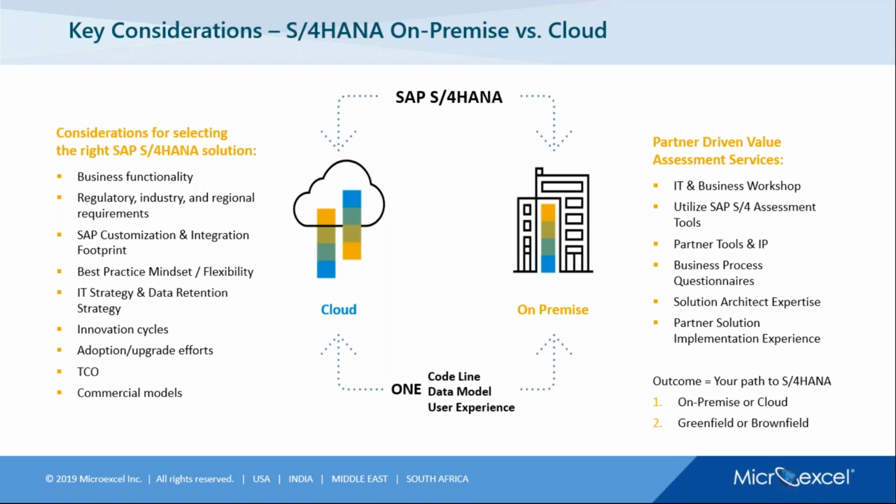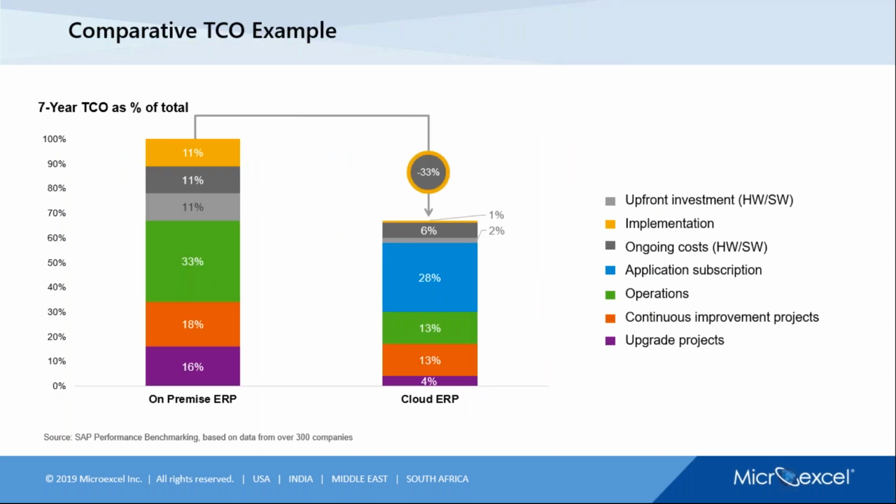Okay, thank you. So here's a comparative TCO example. It's illustrative. It's from SAP's performance benchmarking service based on feedback collected from over 300 companies of the costs involved in owning and running an on-premise ERP solution versus a cloud ERP solution. So over a 7-year period, clearly, we are seeing a 33% reduction compared to the total cost of ownership of an on-premise ERP. And then there are certain blocks which were very large in nature. If you see, there are drastic reductions on operations, which is your run cost, which on an on-premise could be pegged at almost 33% and has reduced to 13%.